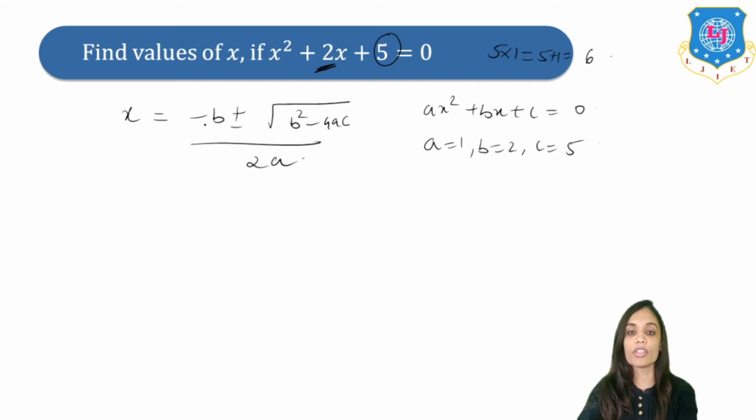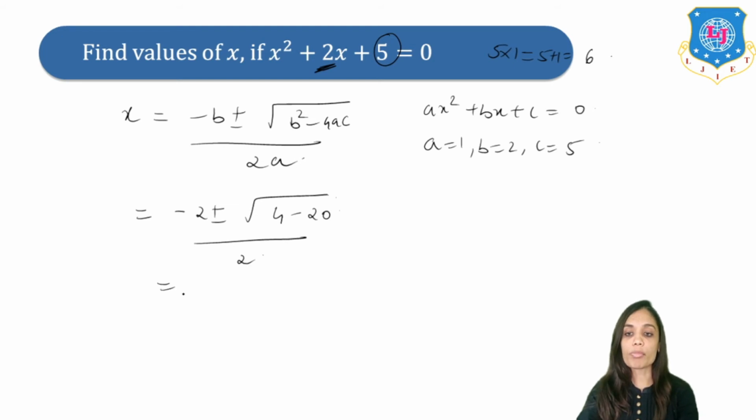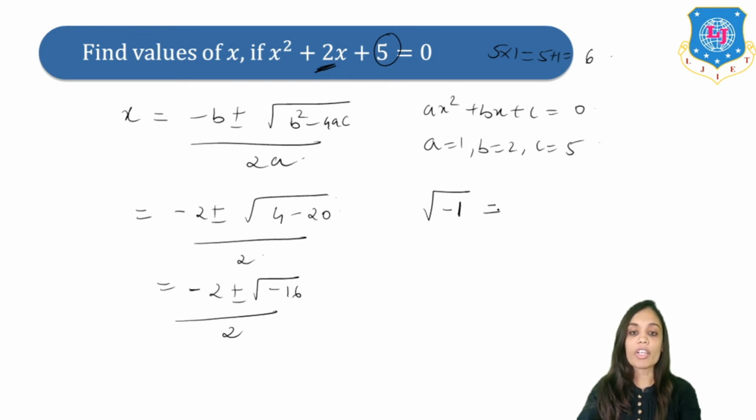Right? Let us put all these values in this. So we will have minus 2 plus or minus under root b square, which is 4, minus 4ac, so 4 into 1 into 5, so we will have 20, upon 2. Let us simplify this. So minus 2 plus or minus under root minus 16 upon 2. Now we know the square root of minus 1 will give us complex values, that is plus or minus i. So we can modify this as minus 2 plus or minus square root of 16, which is 4, square root of minus 1 is what? Plus or minus 4i upon 2. Right? Now let us take out 2 common from the numerator.